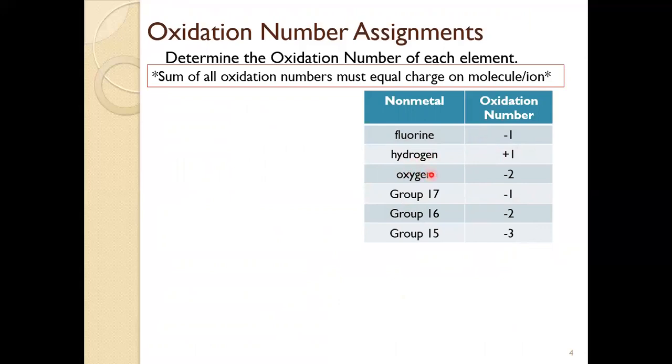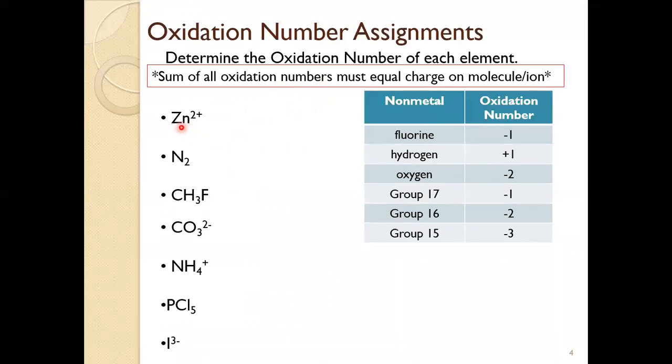Oxygen would like to have an oxidation number of -2 unless that conflicts with hydrogen or fluorine's preferences, and so forth. So we can then use this table and this rule to determine oxidation states of these other elements. I'll go through a couple of practice examples.